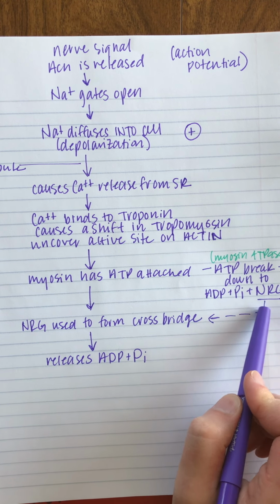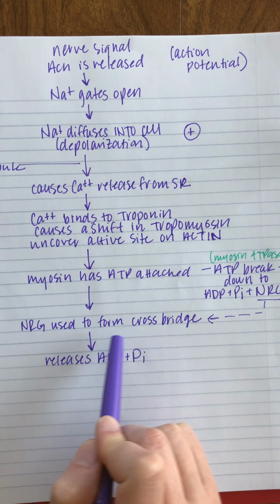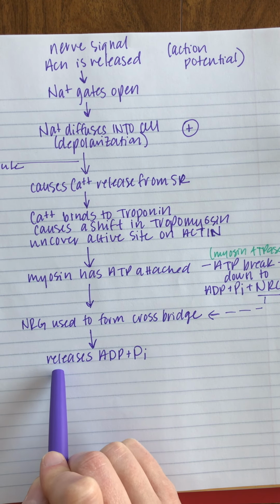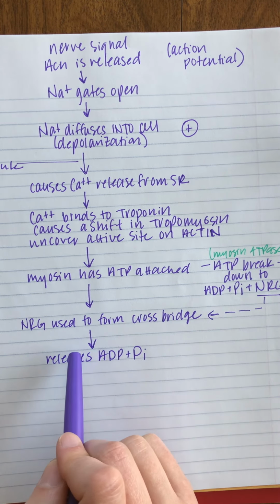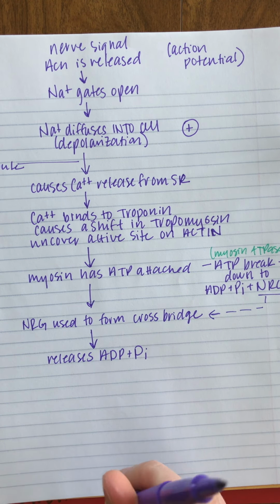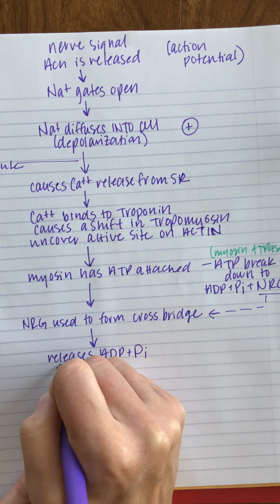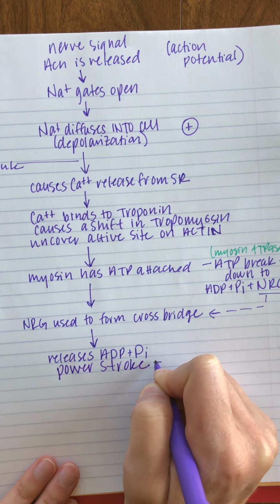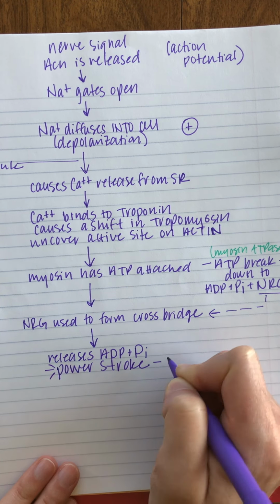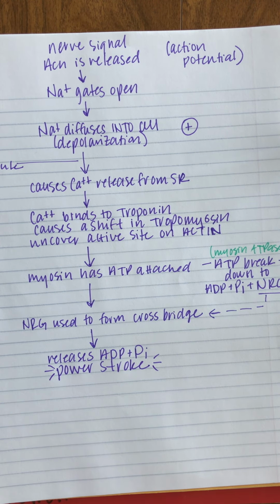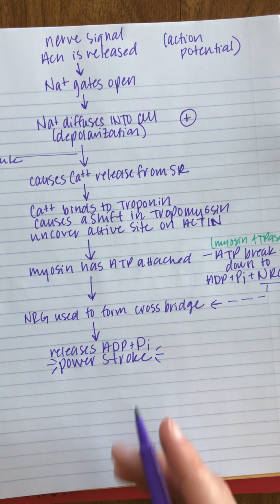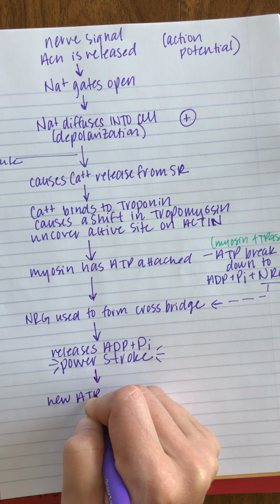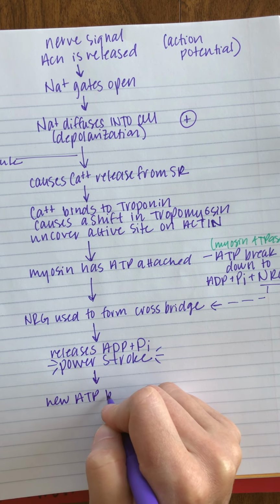So the energy that's there basically energizes it to form the cross bridge and actually attach to actin. So then myosin will say, okay, you did your job, I don't need you anymore. I'm going to release ADP and Pi, and that creates a power stroke, which is actually kind of the point, the contraction, you could say, right? So we have the power stroke there. Then a new ATP will bind to the myosin globular head.